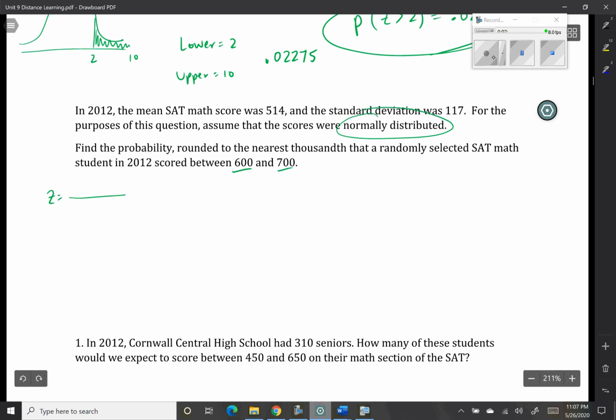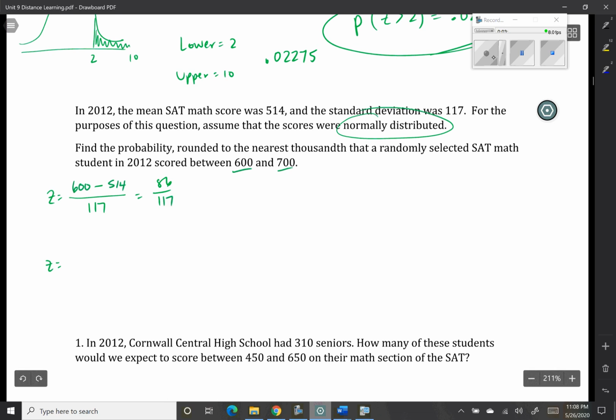To find the z-score for 600, we would say 600 minus the mean, 514, divided by the standard deviation, 117. This is probably not going to be a nice number, so let's see what it is. If we divide those two numbers, we get a random decimal. I want to change that to a fraction if I can, so I'll say 86 over 117. I want to try not to round if possible. I know in the previous lesson we rounded to about 4 decimal places. It usually won't make a difference, but let's try not to round if we can.